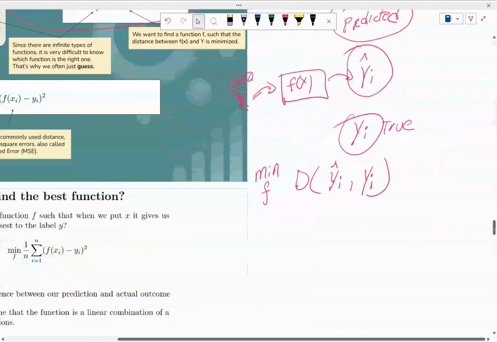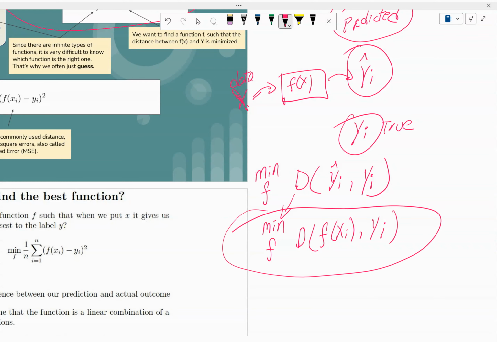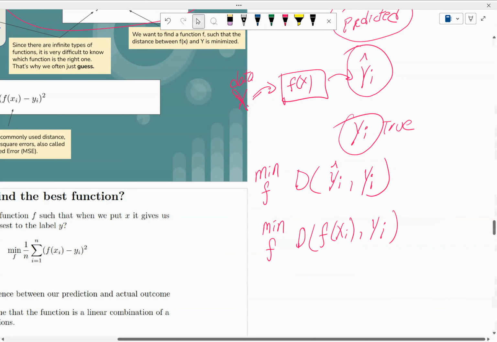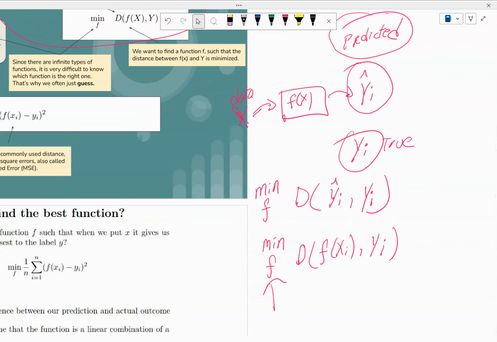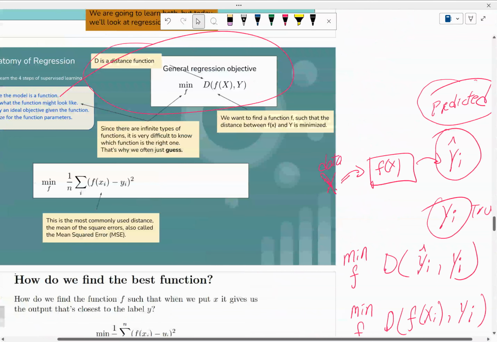So another way you can write it is you want to find a function such that the distance between all the points and the label is as small as possible. That's the idea of regression, right? You're doing an optimization problem where your goal is to find this function. So this right here is how you should understand the concept of regression.